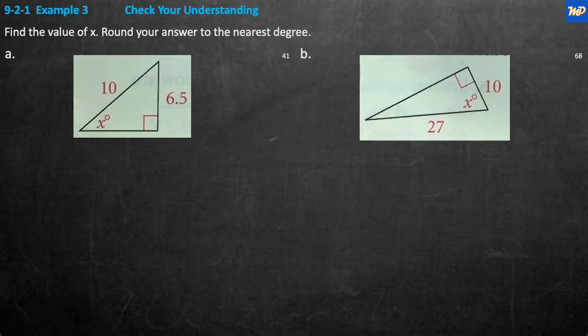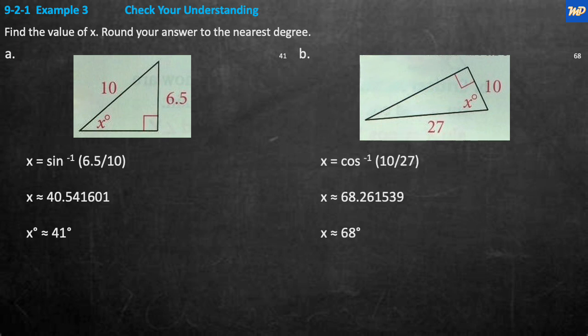Okay, example 3. Check your understanding. So this time you're going to stop the video and try to solve these yourselves, and then we'll do them together. But what are the problems? Find the value of x. Round your answer to the nearest degree. And you have two different problems, problem A and problem B. So take a look at them and see if you can solve them, and then come on back. I'll give you some time.